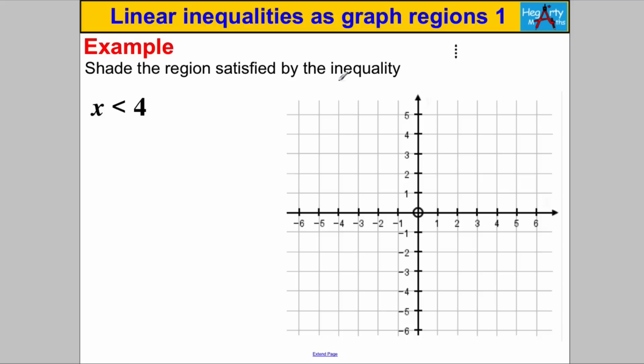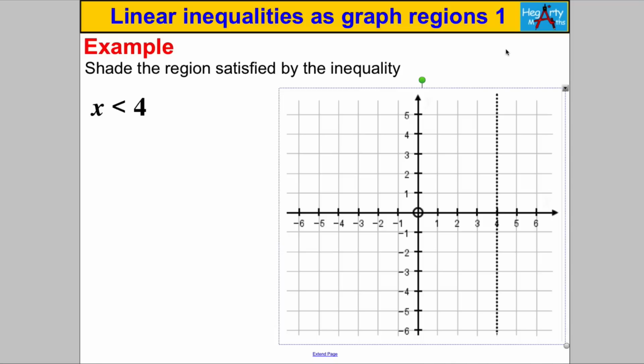Now when we're doing this, we're going to draw ourselves the line x equals 4, and we're going to use that to shade the region we're interested in. Now because it's strictly less than 4, we're not going to draw a full straight line. We're going to use a dotted line, and we're going to draw the line x equals 4 with a dotted line. Now it's dotted because x being 4 is not allowed as a solution. If it was x less than or equal to 4, we would have drawn a full complete line.